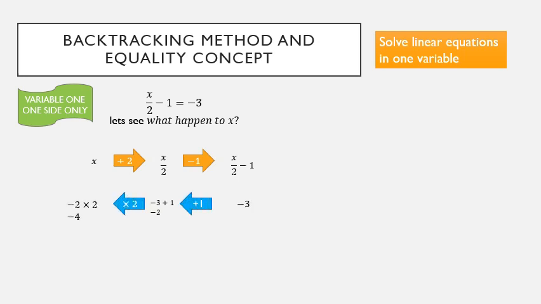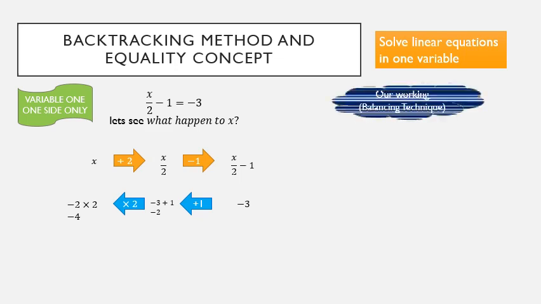So then, as usual, we backtrack the process. So negative 1 becomes positive 1. We need to add by 1. And then we have negative 3 plus 1 equals to negative 2. And then we multiply by 2, then our answer is negative 4. Okay, so let's see how do we write our solution.